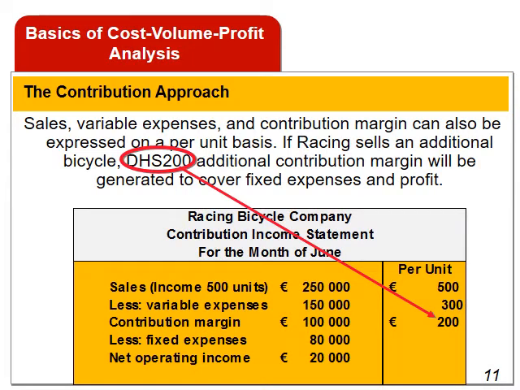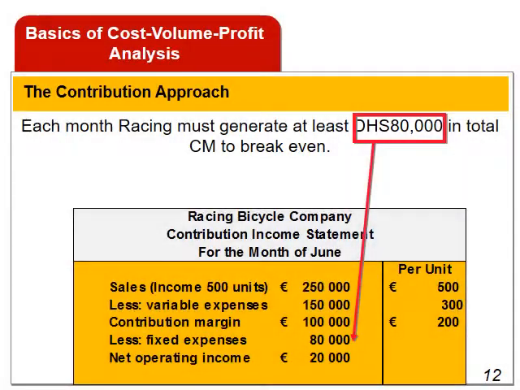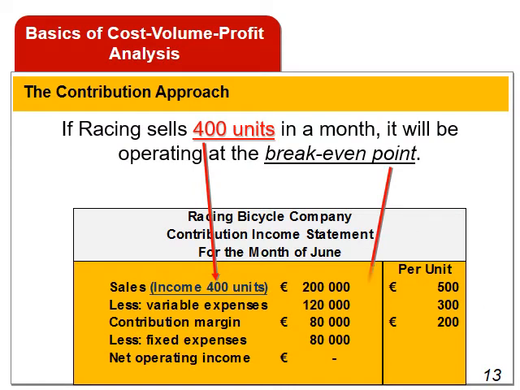Sales, variable expenses, and contribution margin can also be expressed on a per unit basis. For each additional unit Racing Bicycle Company sells, 200 dirhams more in contribution margin will help to cover fixed expenses and provide a profit. Each month Racing Bicycle must generate at least 80,000 dirhams in total contribution margin to break even, which is the level of sales at which profit is zero. If Racing sells 400 units a month, it will be operating at the break-even point.